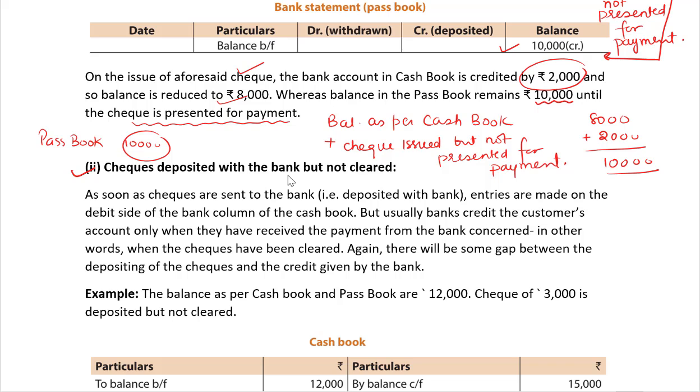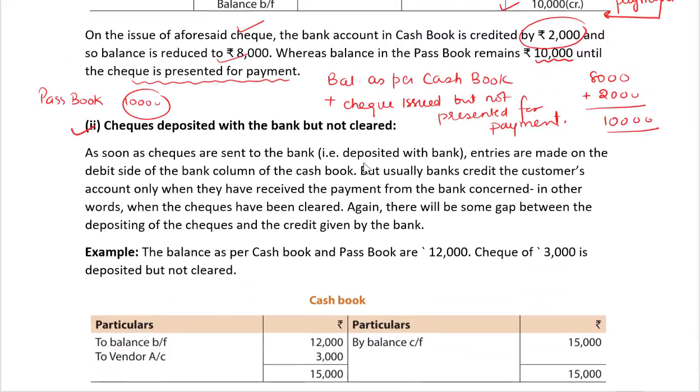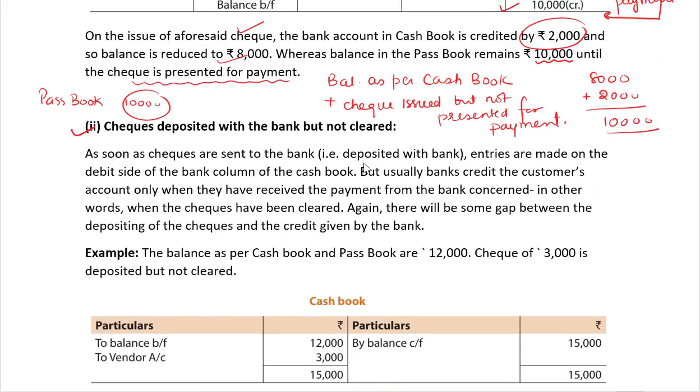This is the timing difference. So in between, if we prepare the BRS, we need to adjust through either the cash book or the passbook, obviously. Just see it over here. As soon as checks are sent to the bank, that is deposited with the bank, entries are made on the debit side of the bank column of cash book. But usually banks credit the customer's account only when they receive the payment from the bank concerned.